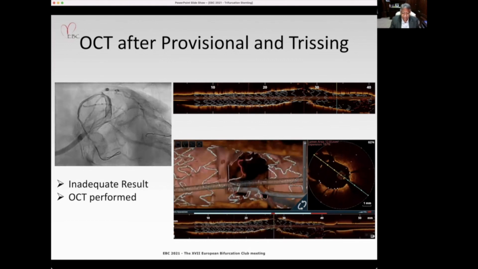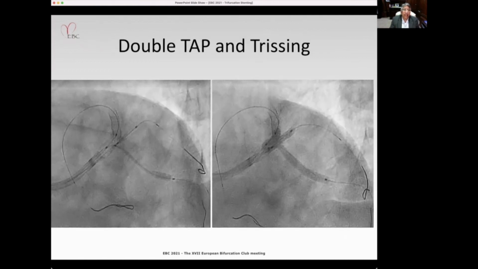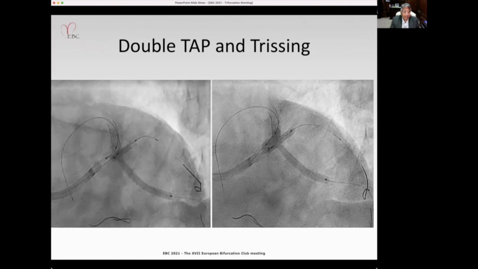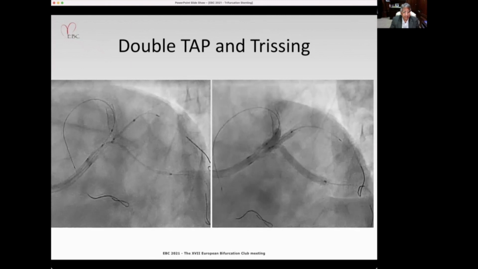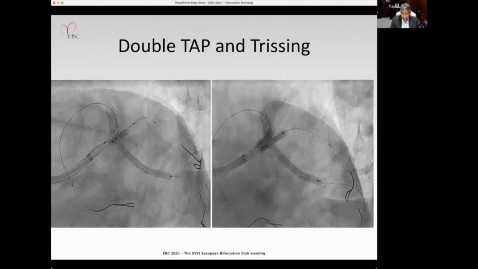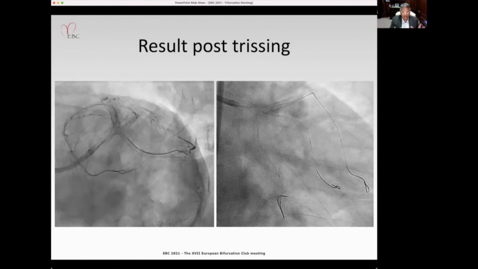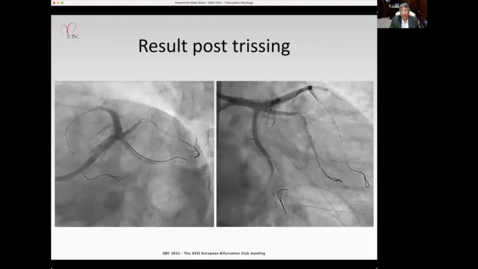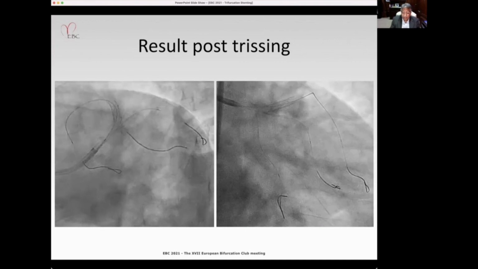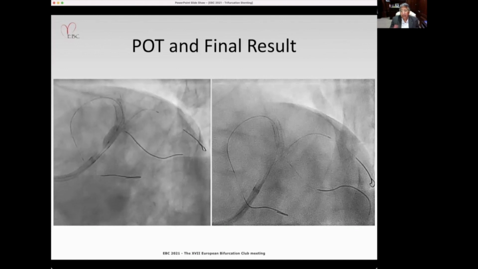Somehow not satisfied with this result, we decided we're going to do a double tap. So now this is the double tap. A stent in the circumflex and a stent into the ramus. Deployed that, and again did the trissing. The result looked good, and I guess you would agree with me that the result looks good. And we thought we were going to finish it off with a POT. So we did the POT.